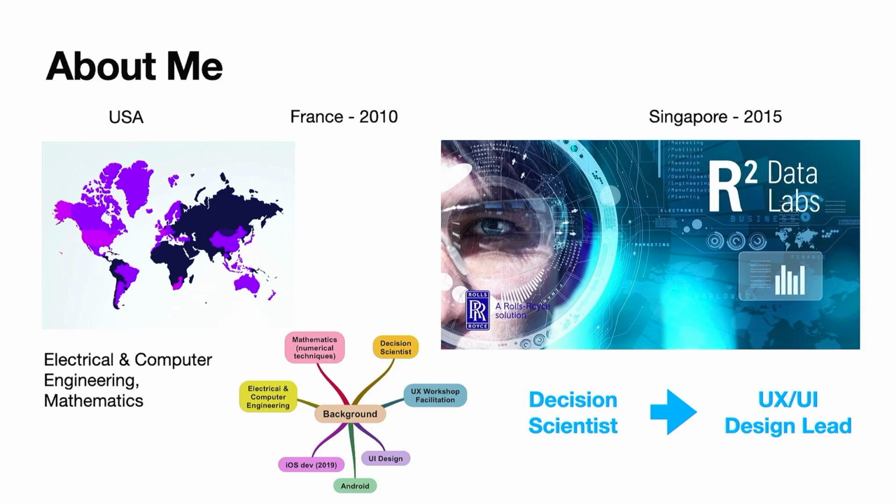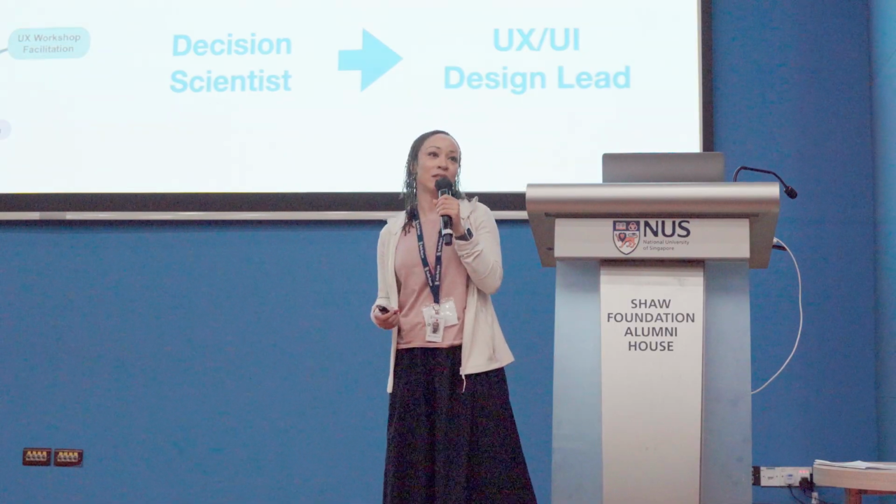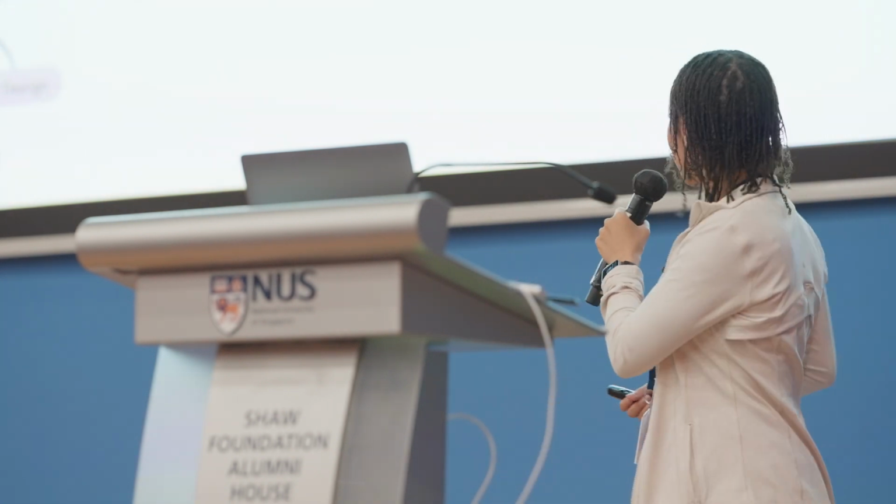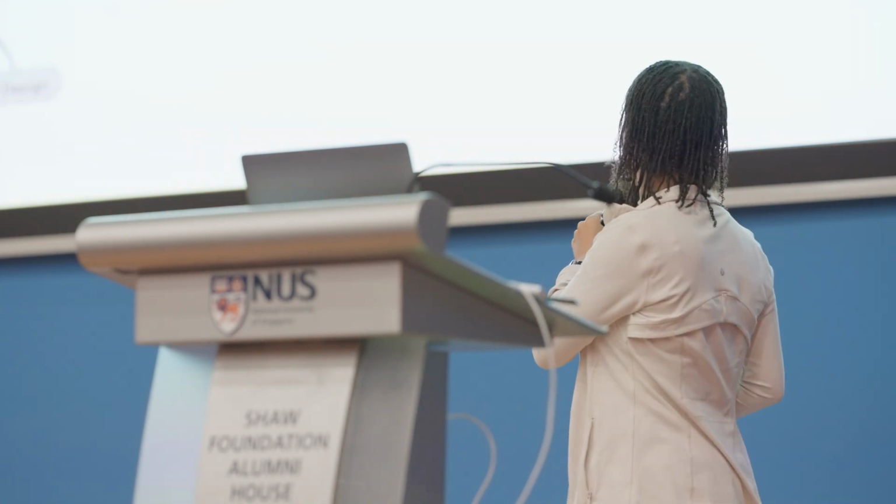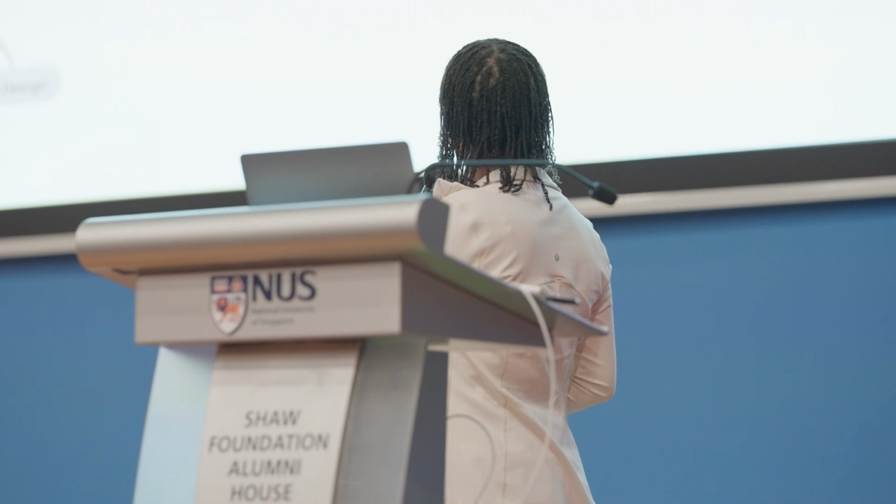Then when I joined Rolls-Royce, I joined as a decision scientist. The name is interesting. It sounds like data scientist, but it's a little bit different. Pretty much my job was to help take those analytics outputs or data science outputs and convert them to a form that users can understand and consume. It's actually because of that I transitioned over time to become a UX lead, UX UI lead, because it really helped me get that job done in terms of decision science.